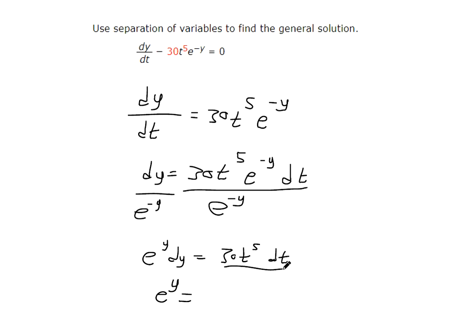And now antiderivative over here, we're going to think about the power rule. The antiderivative means the power is going to go up to a 6, so we need to compensate with a 1/6 multiplying out front. Alright, so 1/6 times 30, that's 30 divided by 6. So that's 5t to the 6 plus c.